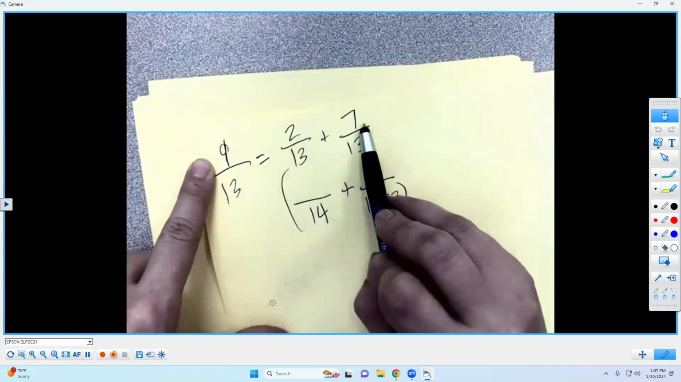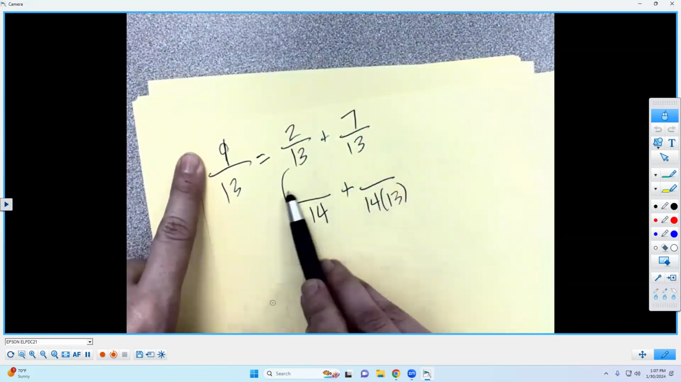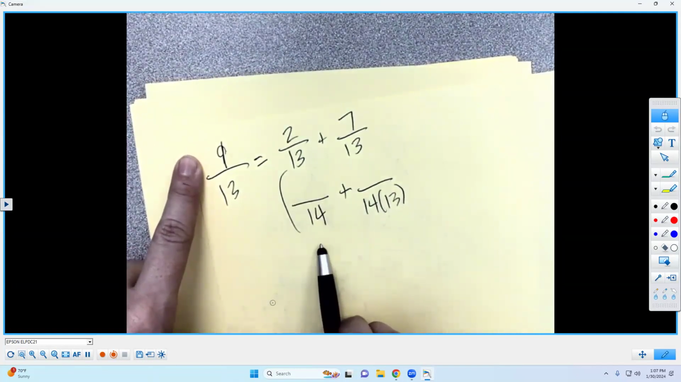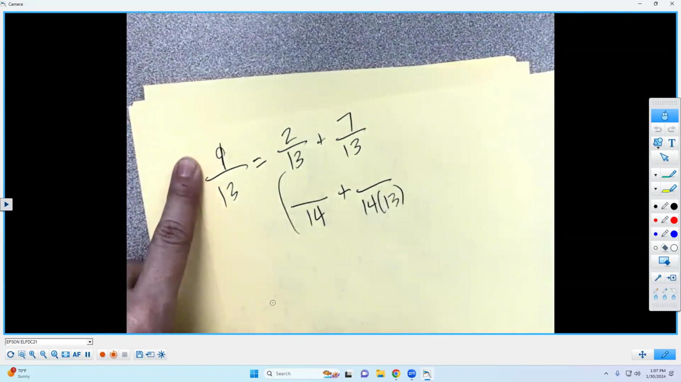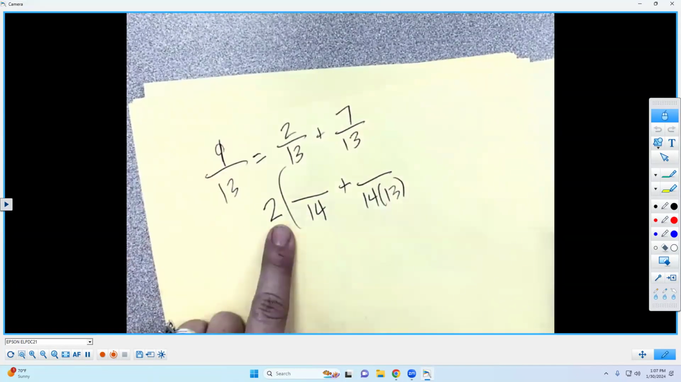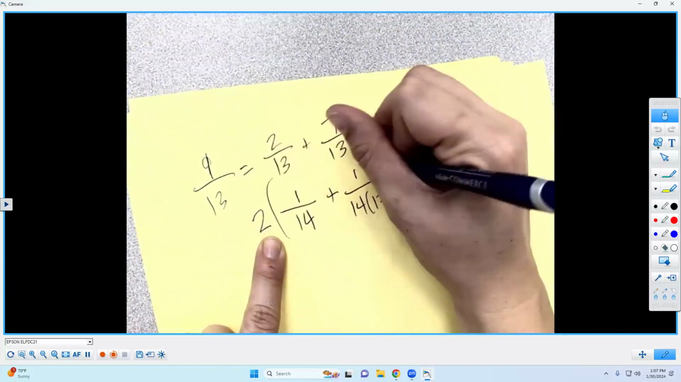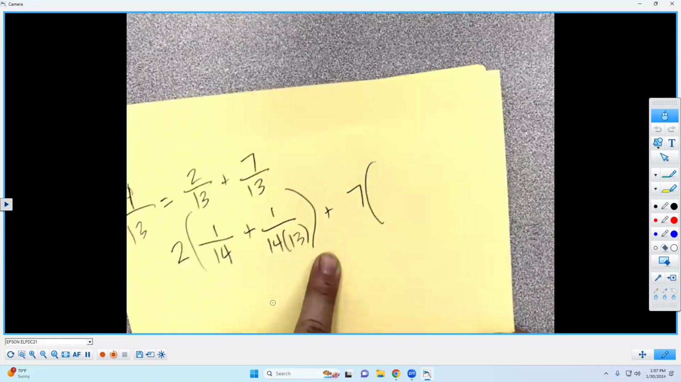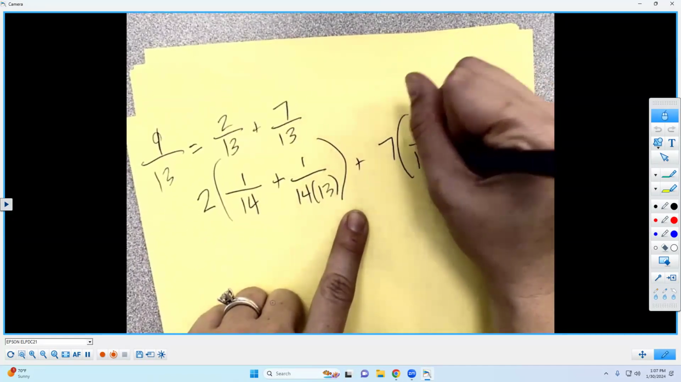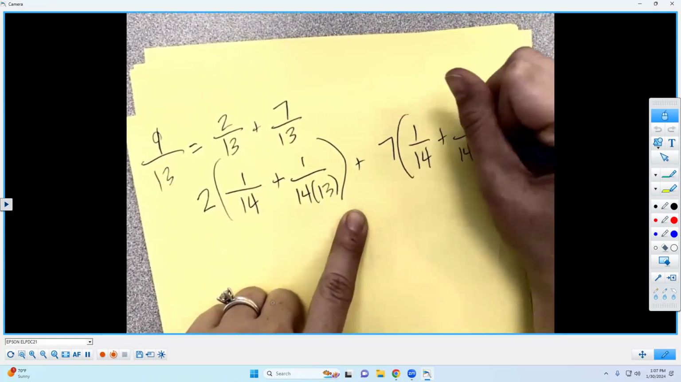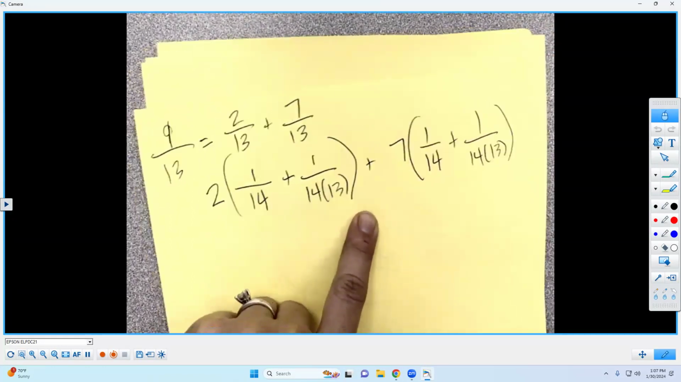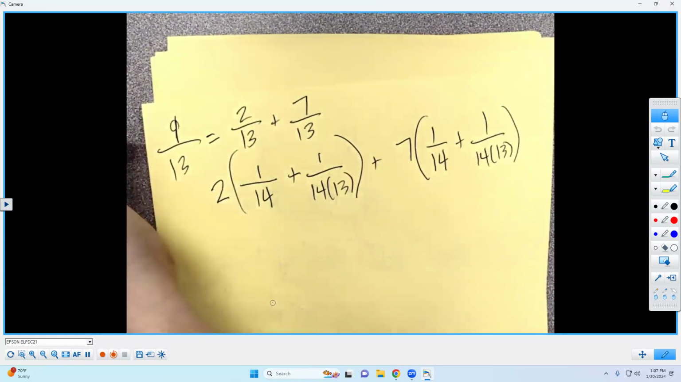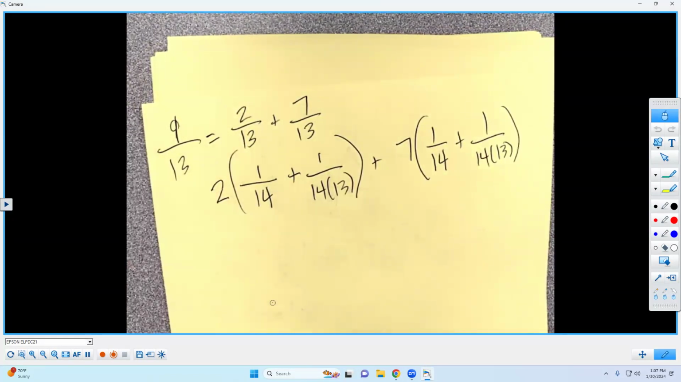And the reason why I picked 2 and 7 is because here in a minute, when I distribute the 2 in and when I distribute the 7 in, they're both going to reduce. Does that make sense? So I'm going to put the 2 on the outside of that one, and then I'm going to put the 7 on the outside of this one. It's 1/14 plus 1/14 times 13. So you see where we're headed here?